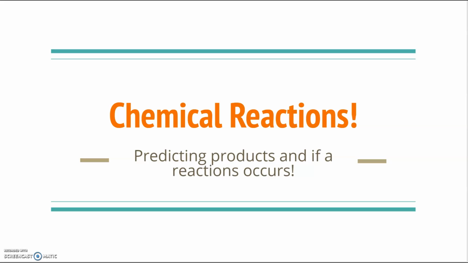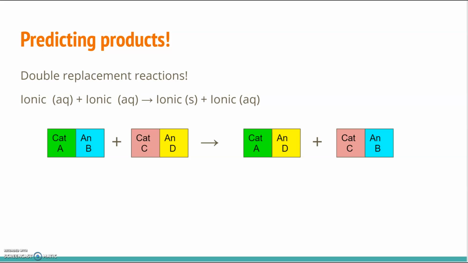Hi, welcome. Today's lesson is on chemical reactions, predicting products and predicting if a reaction occurs. So for next lab, we're going to do some double replacement reactions. There's actually many different types of reactions.